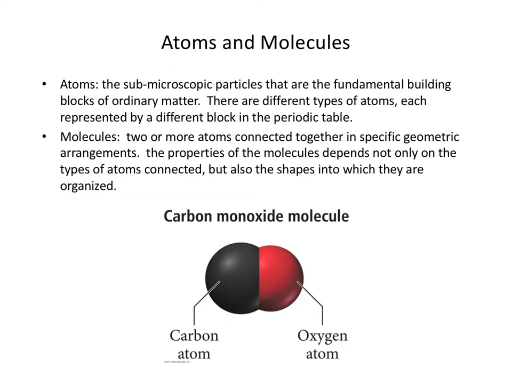Now when I combine atoms together, we form molecules. These molecules are held together by chemical bonds, and they're held together in specific geometries. The properties of the molecules depend not only on the types of atoms that are connected, but also the shapes into which they are organized. So we have an example of a very simple molecule here. Carbon monoxide is made up when we attach one carbon atom to one oxygen atom.